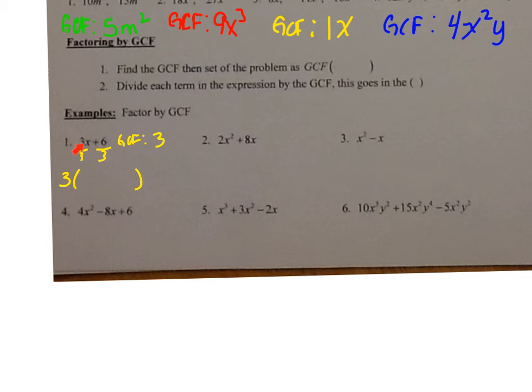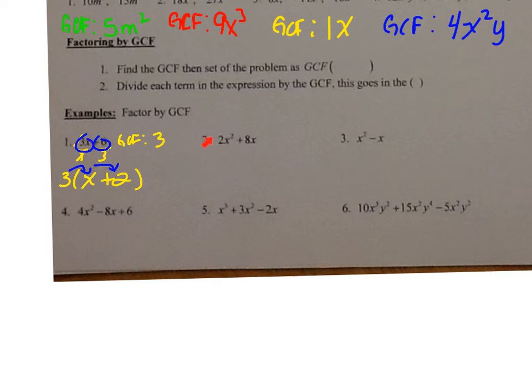So what's 3x divided by 3? Remember the 3's, anything divided by itself is 1. So I'm left with just x. And then I have 6 divided by 3, that is 2. So it's x plus 2. Now look what happens. If I multiply this back, 3 times x, what do I get? 3x. 3 times 2, 6. You should always get back what you started with.